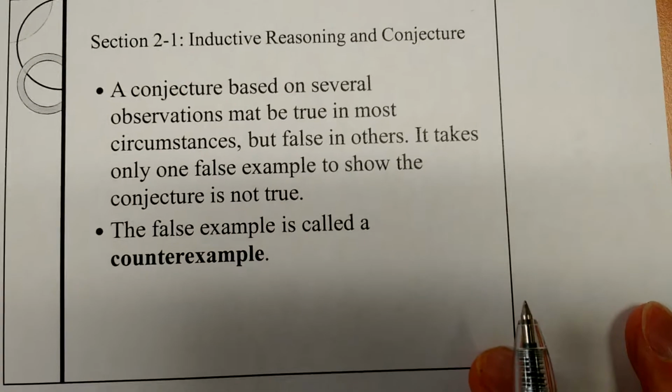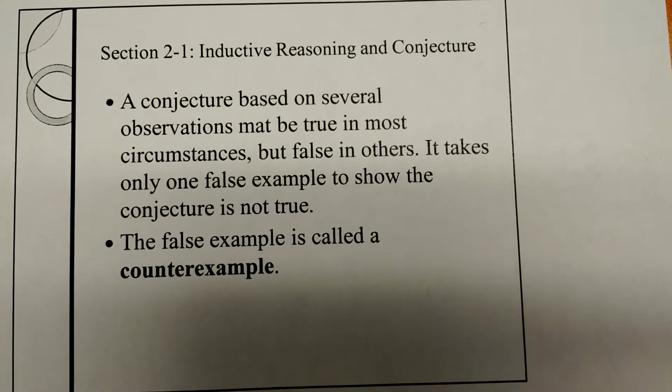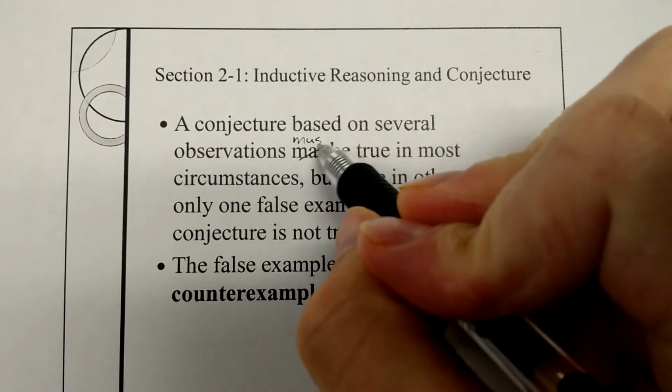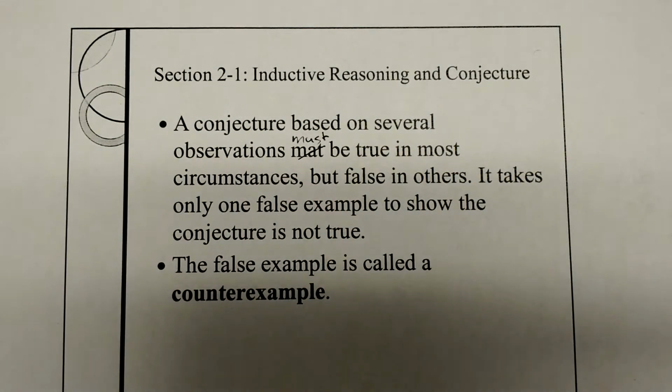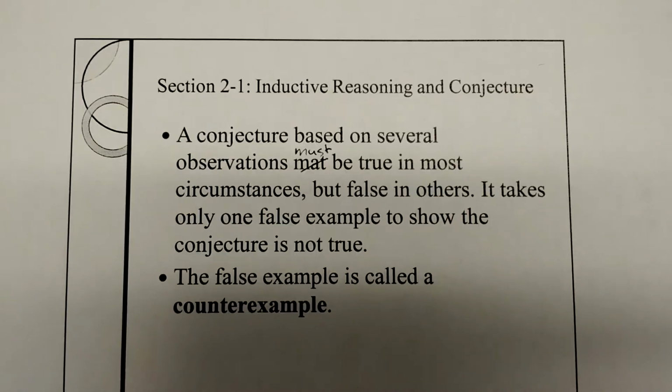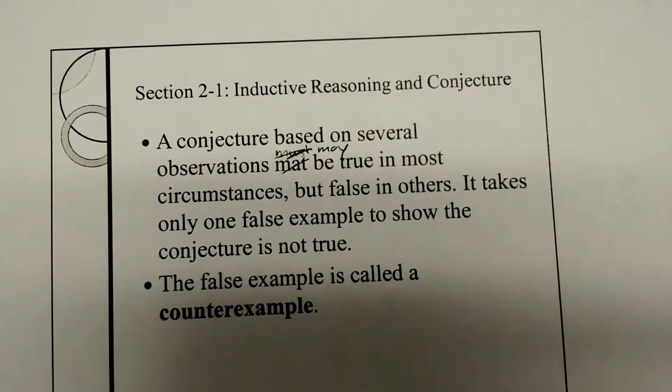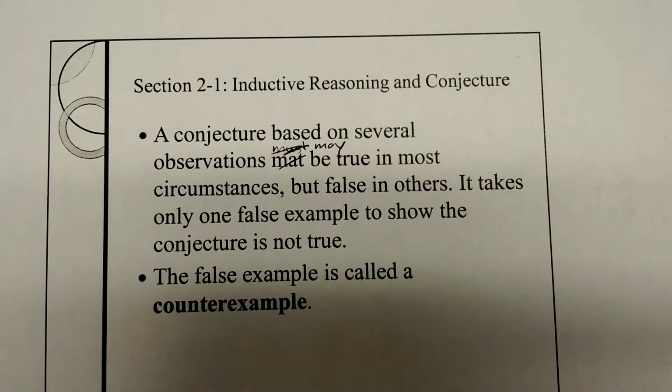Okay, conjecture, oops, that should be must. Must be true in most instances but false in the others. Actually it's not must, it's may. May be true. So if there's anything that proves your conjecture false, your conjecture is then false. It cannot be true. So that false example is called a counterexample.